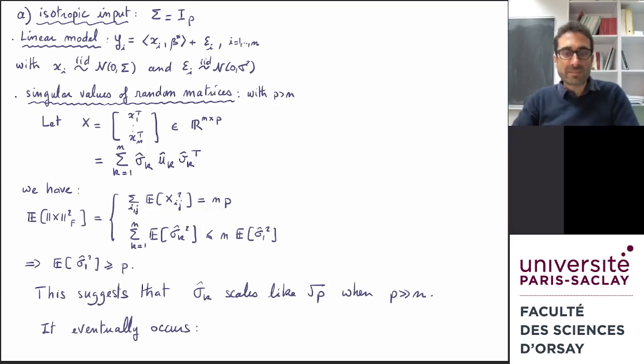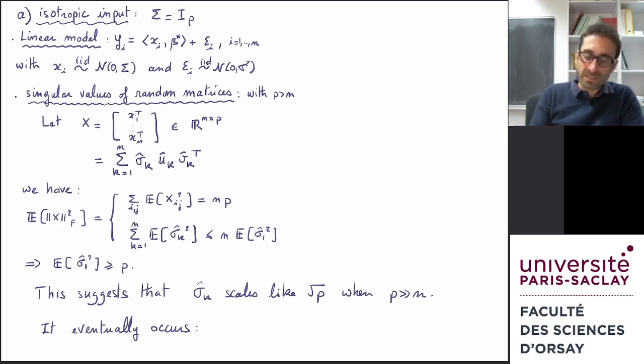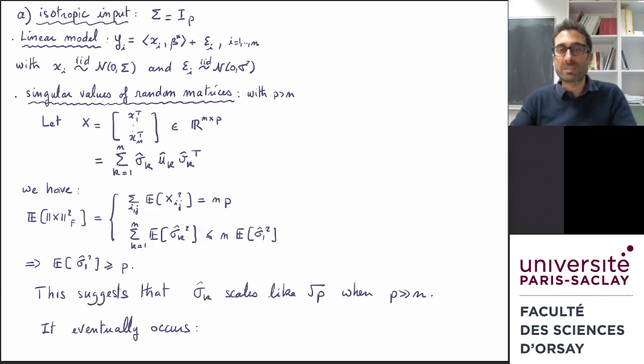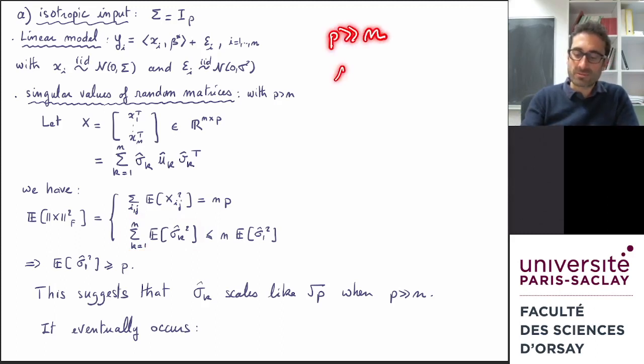So this is one way to write the Frobenius norm, but you also know that the Frobenius norm is equal to the sum of the singular values squared. So it is also the expectation of the sum of the squared singular values. You have n non-zero singular values, because x is n times p, with p much larger than n. So the rank of x will be equal to the minimum of the two, which is n.